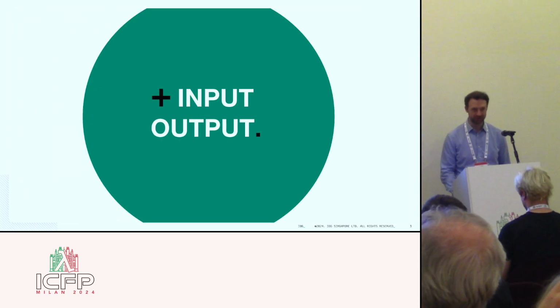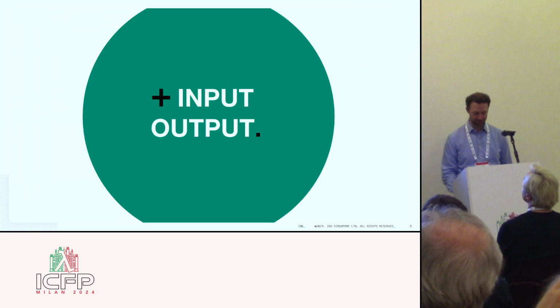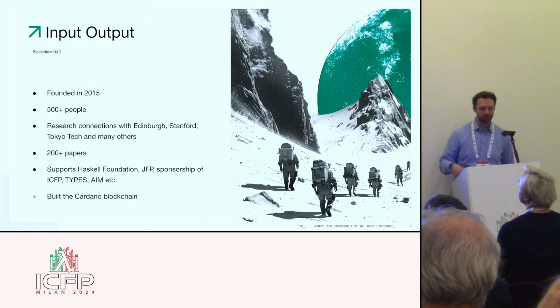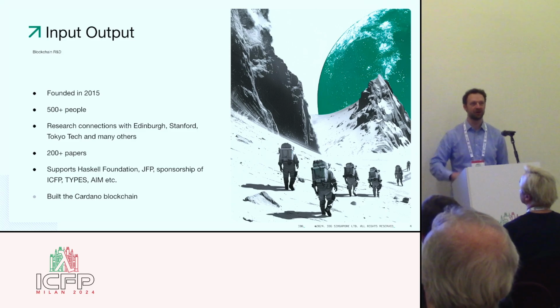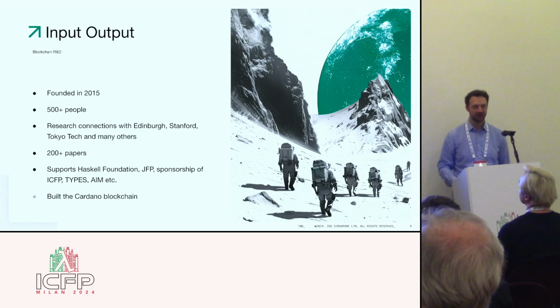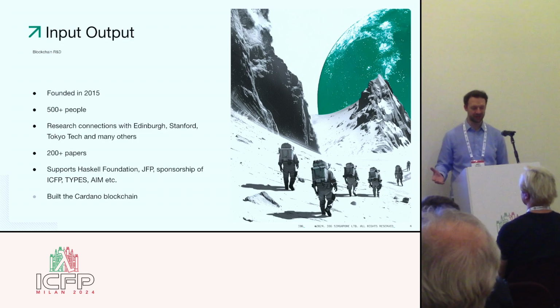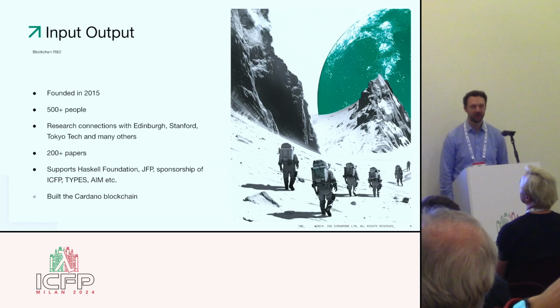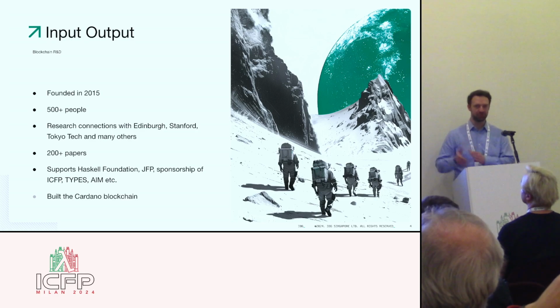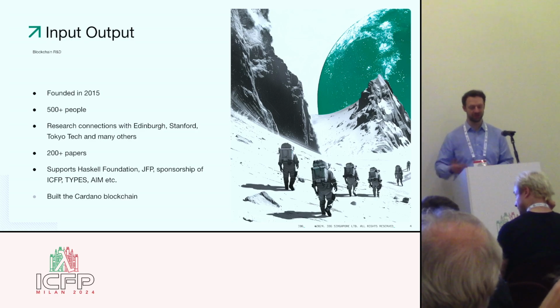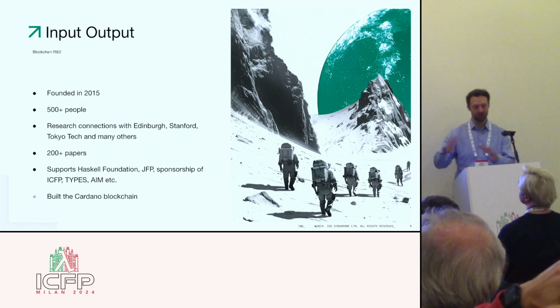Okay, so I'm going to start with the company. So input-output. We are a blockchain R&D company. We were founded in 2015. We have about 500 people. We have quite a big research department and research connections. The high-level ones, I think, really are with Edinburgh, Stanford, and Tokyo Tech. But we have lots of other direct and very effective research collaborations with groups or with individuals.